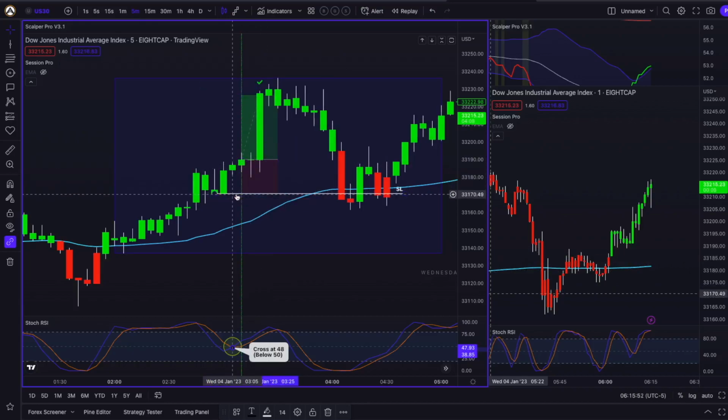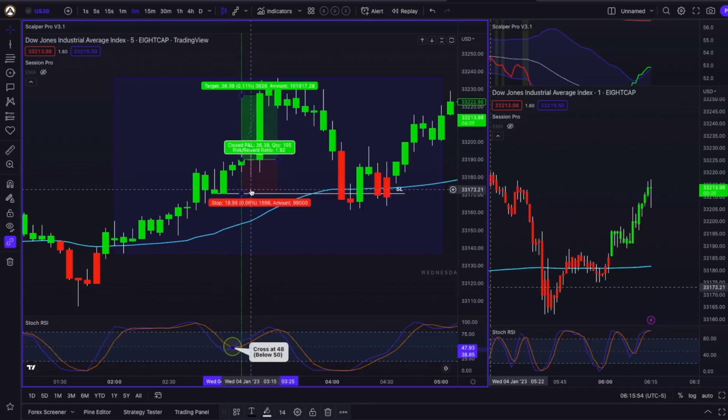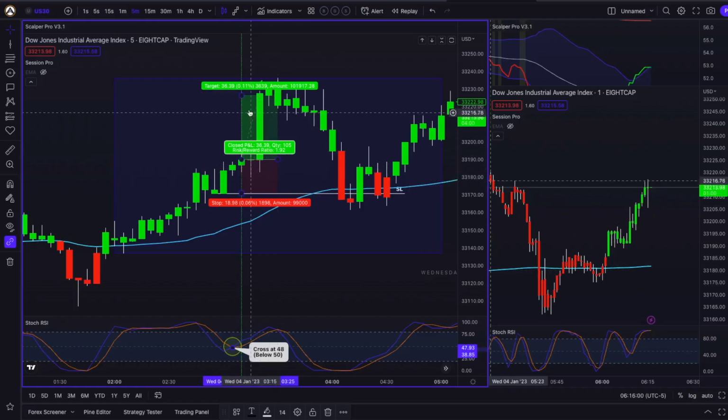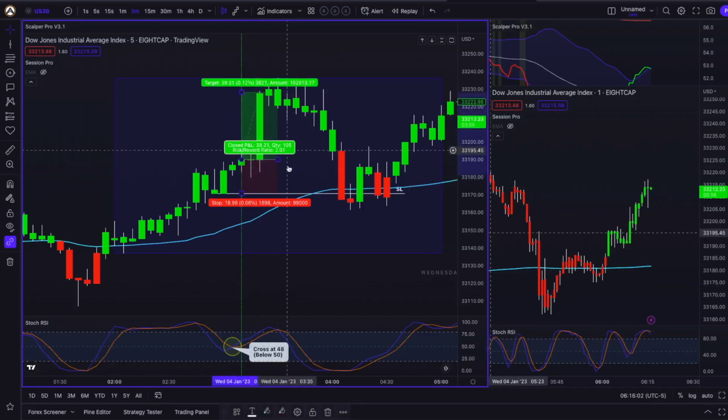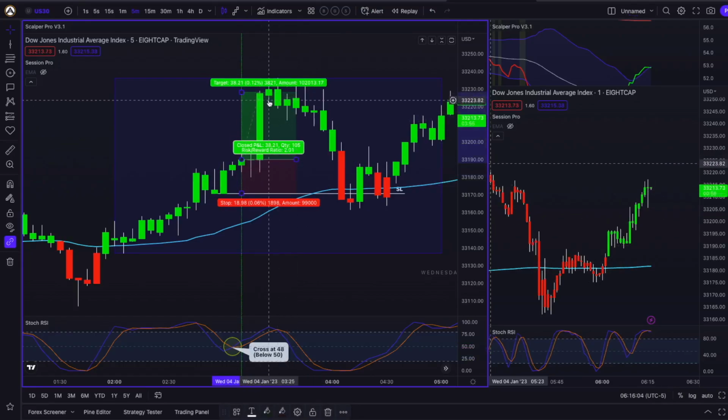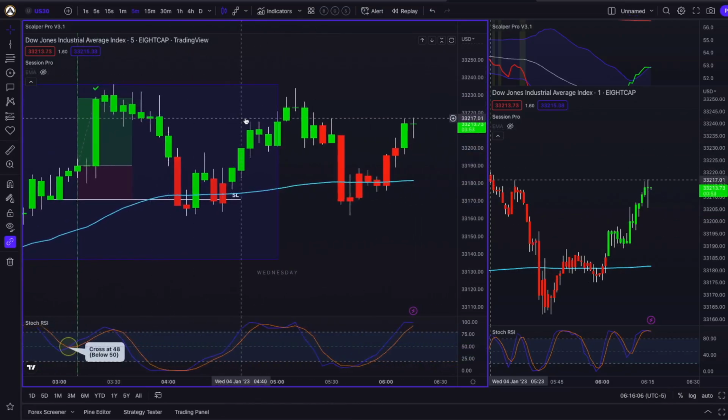Our stop loss would have been at the most recent swing low for, I think, a 20 point stop loss, or 20 pip stop loss right here, 19 points, for a 2-to-1 risk reward ratio to the most recent swing high right here on the Dow Jones Industrial Average.